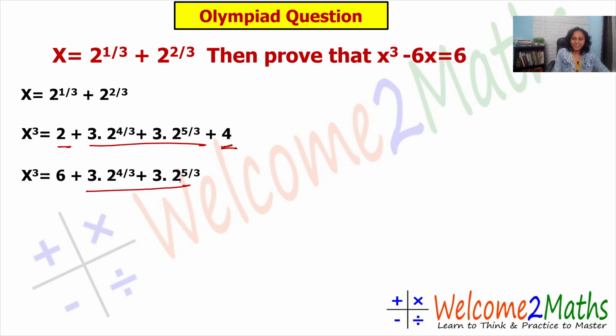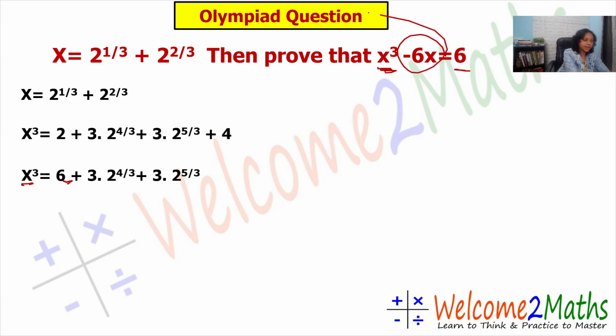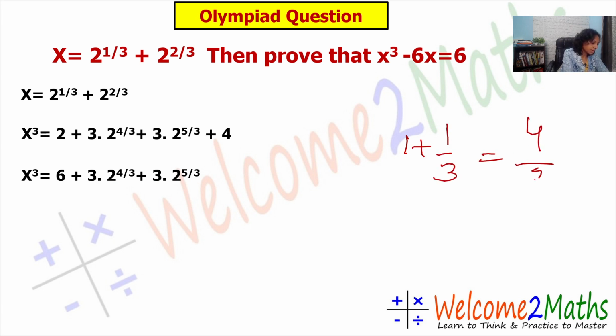Got it? Now you can see we got x cube and 6, and our question also has x cube and 6. So we have to find 6x, but we don't have 6x. So let's find out how. You see, here we have 2 to the power 4/3, and here we have 2 to the power 5/3. And you know, 1 plus 1/3 gives 4/3, and 1 plus 2/3 gives 5/3. So we can write this expression in this way also.